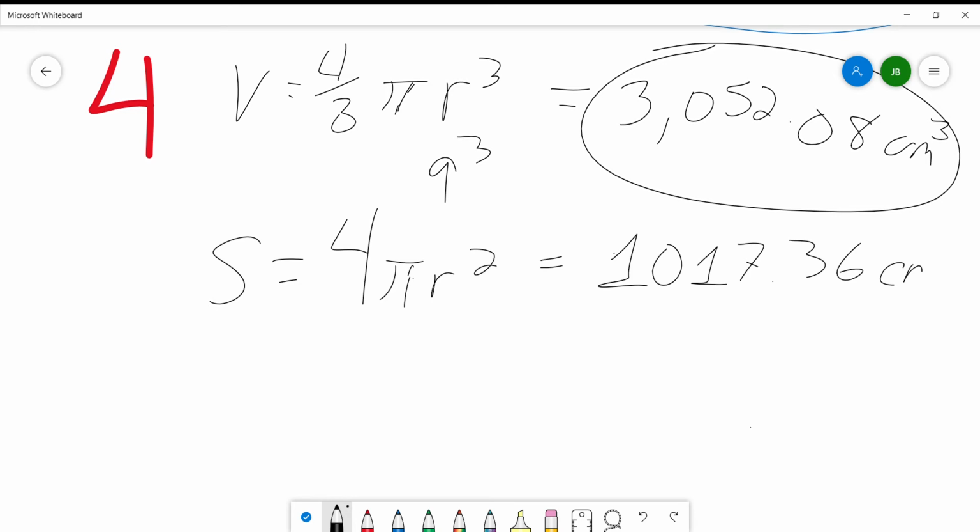1,017.36 centimeters squared. Let me look at the answer key, make sure I'm not wrong. Got it. Decimal points are tricky on this little touch screen, but hopefully you can see that there's a decimal point there. Groovy? Groovy. Proceeding forward.